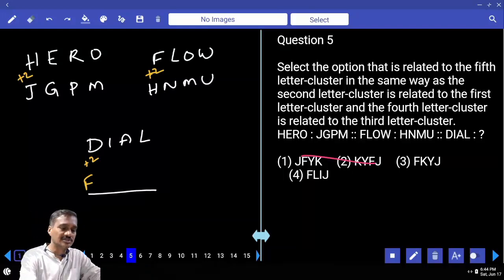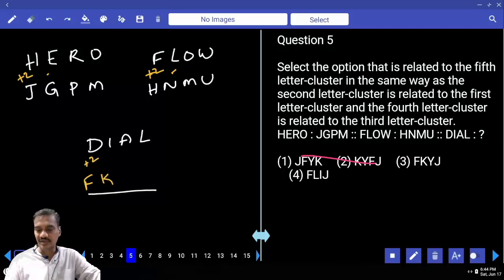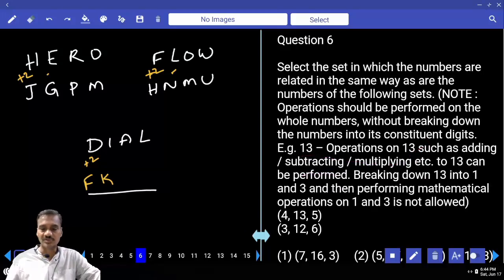Second, E and G, plus 2. L and N, plus 2. I plus 2, K. F and K, this is again ruled out, so it is choice 3. The difference between the elements is plus 2, plus 2. Then coming to question number 6.